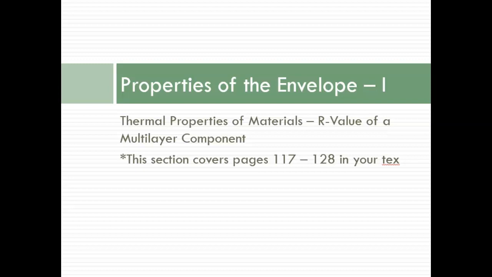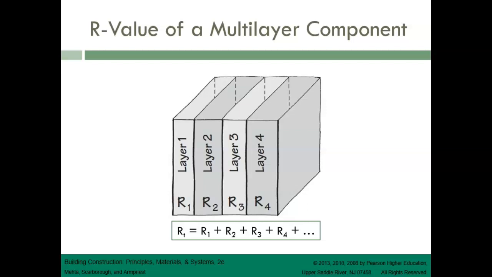Let's take a look at Part 2, Thermal Properties of Materials, R value of a multi-layer component. This section covers pages 117 through 128 of your text. In a multi-layer building assembly, where the layers are stacked along the direction of heat flow, the combination of layers is referred to as series combination, because the heat must pass through layer 1 to get to layer 2, through layer 2 to get to layer 3, and so on.